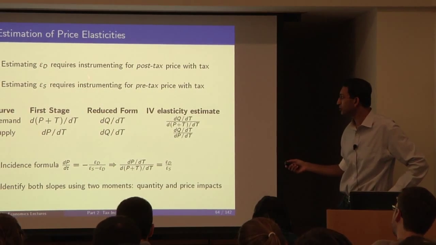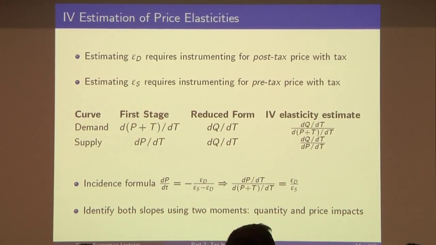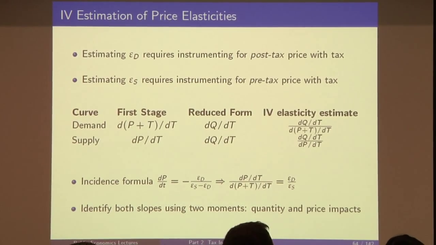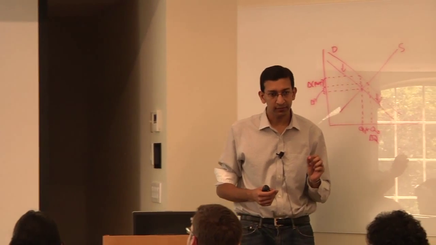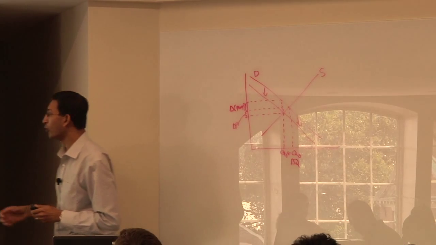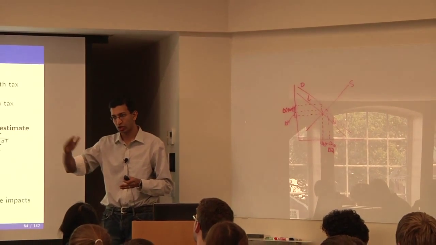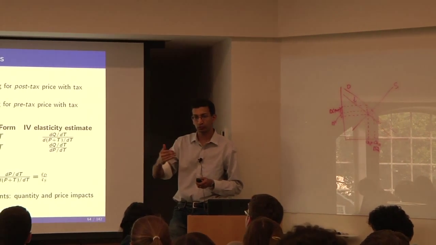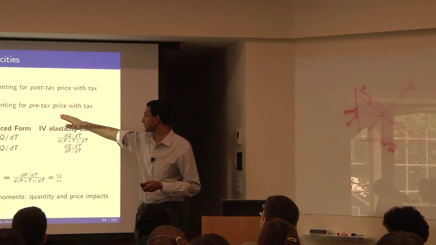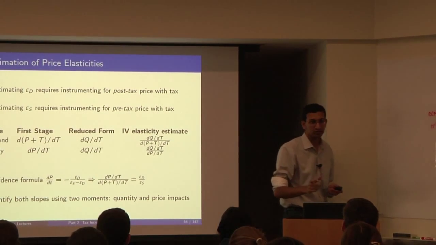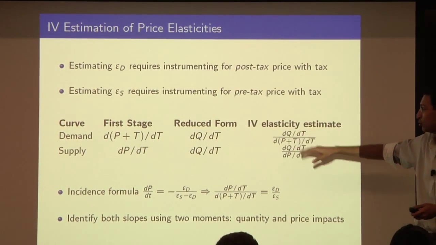Okay, so suppose your goal is to estimate the elasticity of demand, and you are in a situation like in this diagram here where you don't have perfectly elastic supply. So a $1 change in the tax does not lead to a $1 change in the price. Then how do you estimate the demand elasticity? You instrument for P plus T, the post-tax price, with the tax change. So you're generating variation in the price that consumers face with the tax. And then you end up estimating the demand elasticity. Analogously, if you just change the endogenous variable to the pre-tax price, P here, you end up estimating the supply curve.